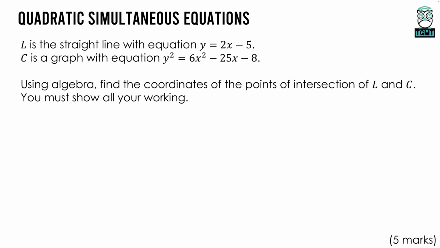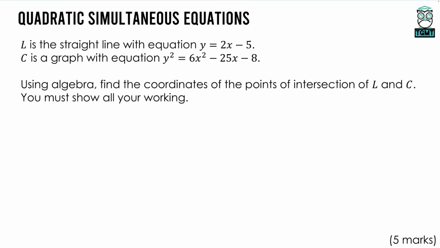Okay, so I'm going to look at a quadratic simultaneous equation. It says here L is the straight line with equation y equals 2x minus 5. C is a graph with equation y squared equals 6x squared minus 25x minus 8. Using algebra, find the coordinates of the points of intersection of L and C, and you must show all your working.